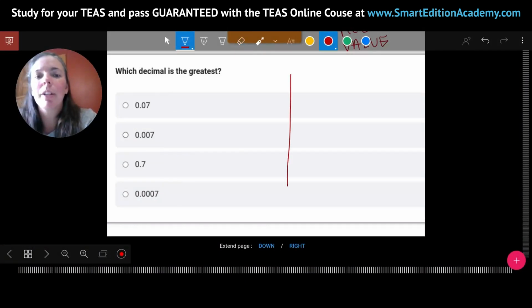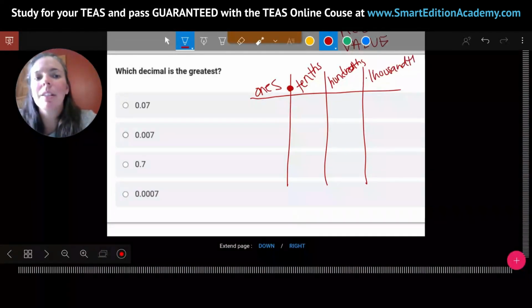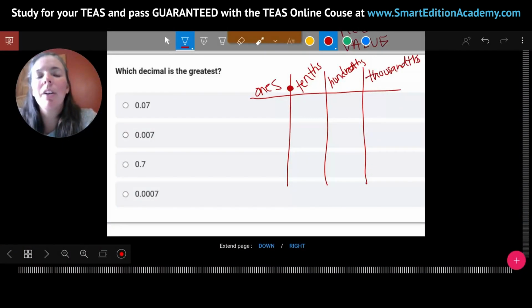So I'm just going to draw you a quick little picture here. So this is where my ones place is, for example. Okay, then I would have a decimal here. Then to the right of the decimal, we'd have tenths, hundredths, thousandths, and then you would just keep going, ten thousandths, hundred thousandths. Okay, so these are all different place values.